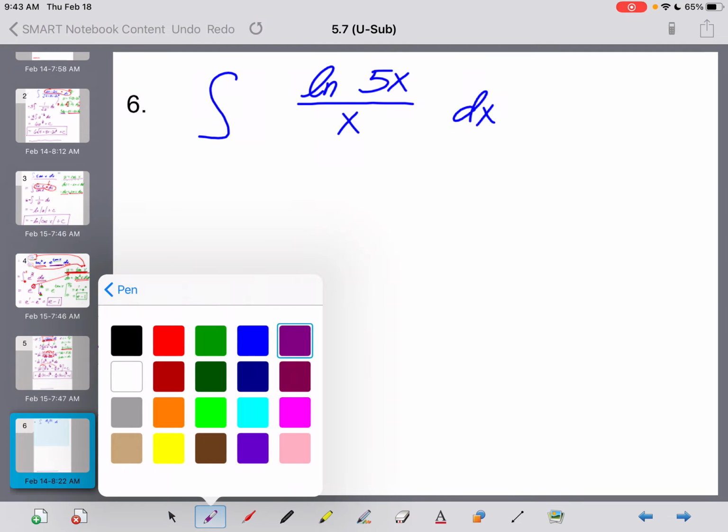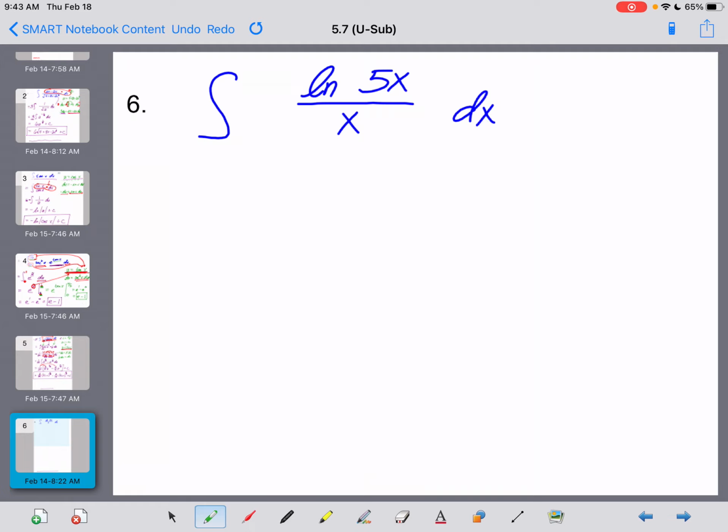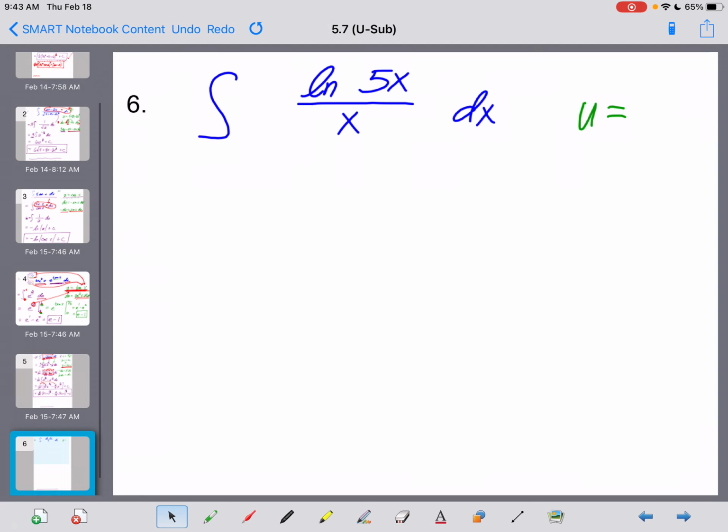So, are there two distinct parts to your integrand? Yes, there's a natural log of 5x on the top and an x on the bottom. Second question, is one of them the derivative of the other or somehow related to the derivative of the other? That one, you guys, is a little bit tougher to see, but the answer is yes. We are going to let u equal part of the original integrand, but for the first time, we're going to do something different than we've done before.